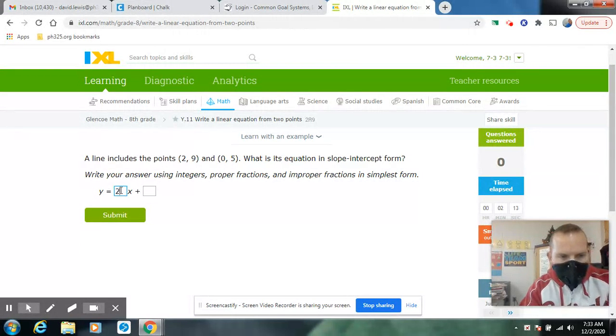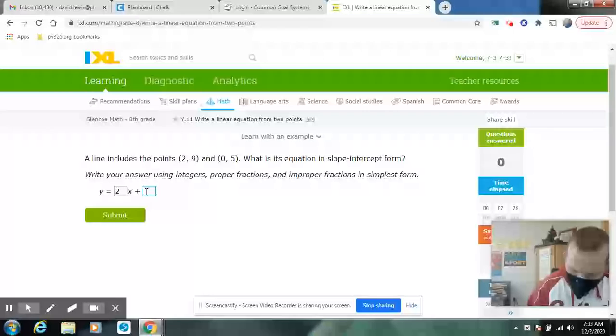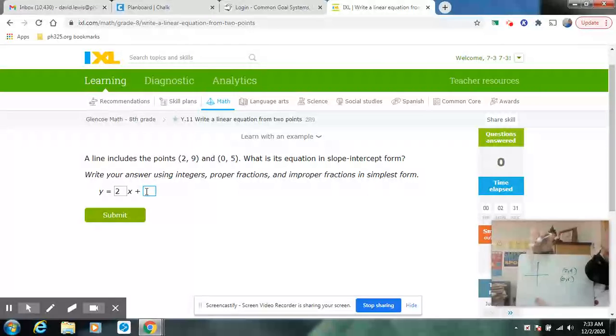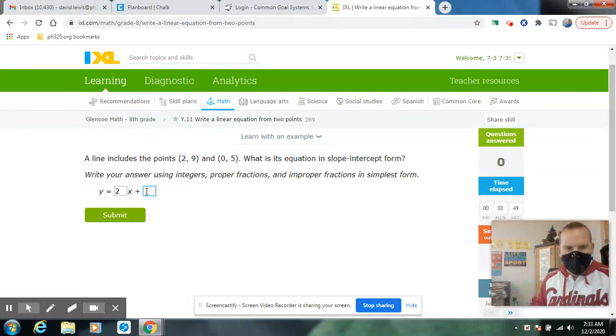So go to my computer. y equals 2x, and I'm going to say plus b. Now in our example, b is the y-intercept. So is my y-intercept (0, 5) or (2, 9)? Well, (0, 5): 1, 2, 3, 4, 5, right there. For (2, 9), I have to go over 2 and up. There's my line. Notice the 5, where x is 0, is your y-intercept. The 5 is the y-intercept.